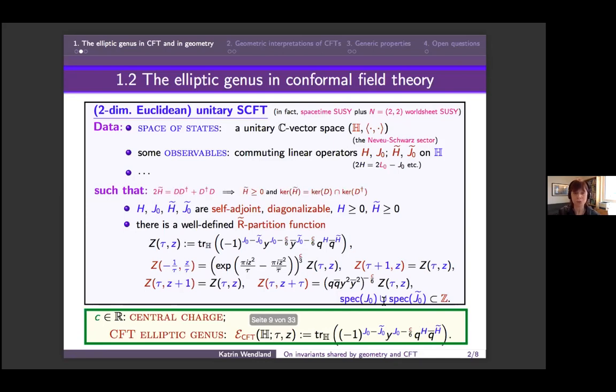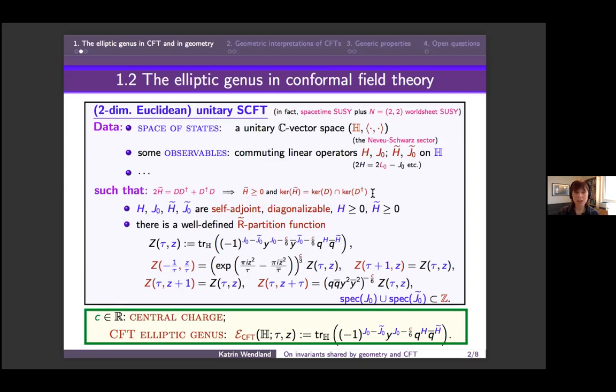It's a consequence of supersymmetry, because the supersymmetry here, among many other things, says that our Hamiltonian can be written as d d dagger plus d dagger d up to a factor of two, where d is what we call a supercharge. It's an odd linear operator on our space of states. It squares to zero, and d dagger is just the adjoint of d. So being able to write h tilde in this form immediately tells you that h tilde is positive semi-definite, something I remarked here already. And it also tells you that the kernel of h tilde is just the intersection of the kernels of d and d dagger.